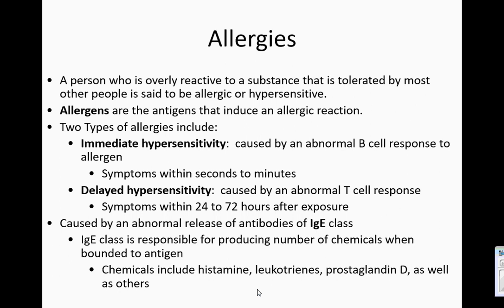You might experience this if you're hanging out in the woods and you brush up against poison ivy. Most of us are hypersensitive to poison ivy.